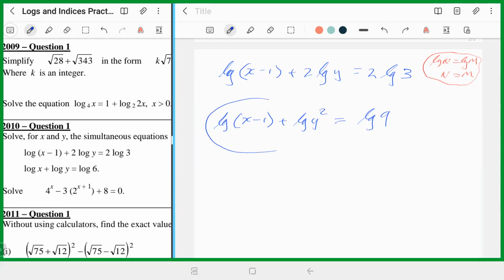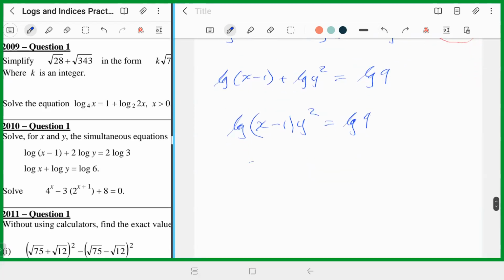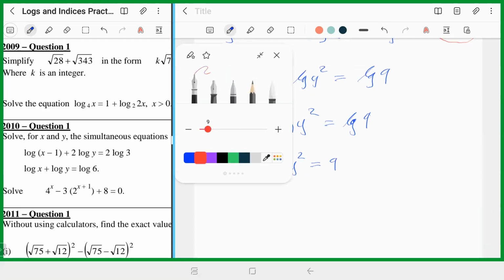And on this side, it means that I take the log of the product of these two things. The plus here means that I'm going to log the product. So it becomes the log of (x minus 1) y squared equals the log of 9, which then means that this thing equals 9. So we can draw the conclusion: (x minus 1) y squared is equal to 9. This really is our first equation now.